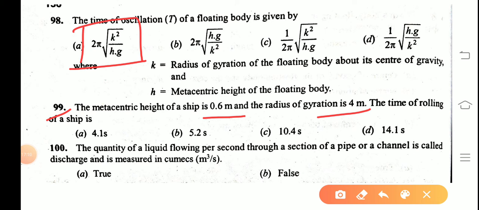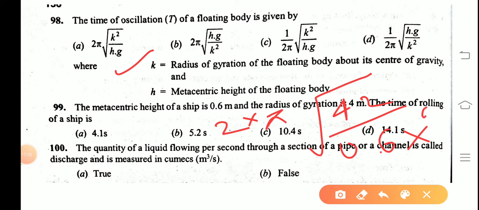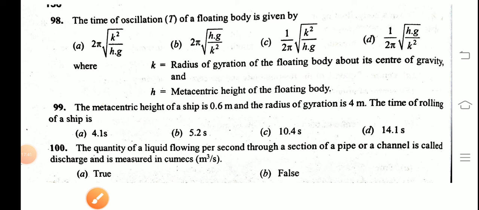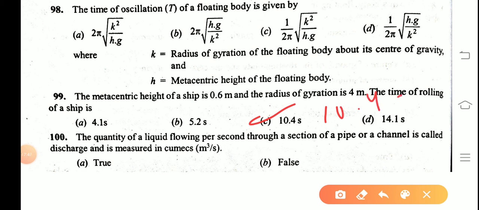Okay, so we have the metacentric height, that means h is given and k is also given. That means what we will do, 2 into pi, put the value of pi and root under k square, and the value of k is 4. Okay, so that means 4 square by hg. H is 0.6 and we know the value of g, that is 9.8. Okay, after solving this you will get the answer. So the answer will be option C, 10.4 seconds.